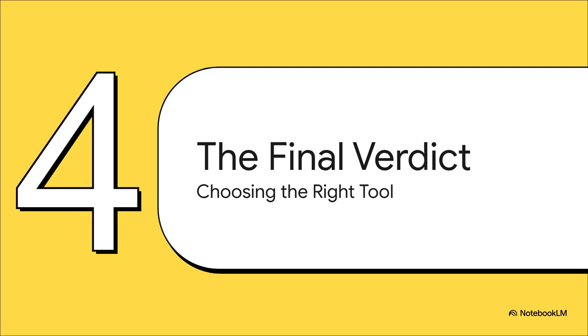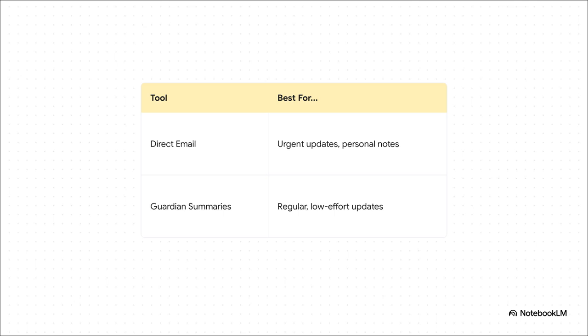So, we've got two fantastic tools, the direct, hands-on email and the automated summaries. How do you decide which one to use and when? Let's break down the final verdict. It really just boils down to this. You're going to use direct email for anything that's urgent or personal. You know, a field trip reminder for tomorrow, a quick note about how great a student did on a project, or a question for just one family. On the other hand, you'll use Guardian summaries for all that routine, week-to-week stuff that keeps everyone on the same page about assignments and deadlines.